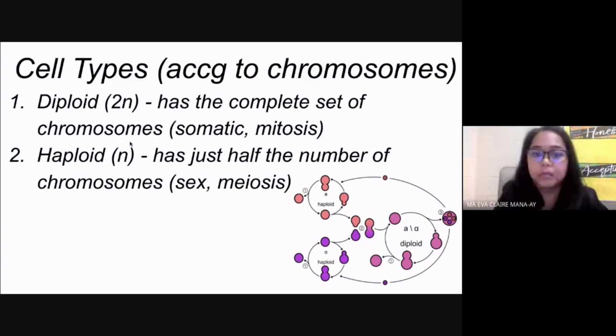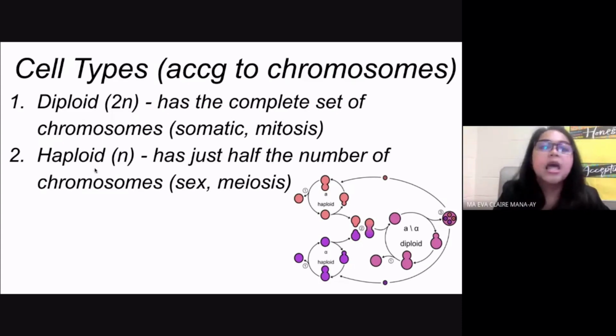In humans, the complete number of chromosomes that we have is 46. So if your cell has 46 chromosomes, that means it is a diploid cell. It has the complete set of chromosomes that you have in your body. Now, somatic cells, body cells, those cells that are not involved in reproduction and are produced during mitosis, are diploid cells.